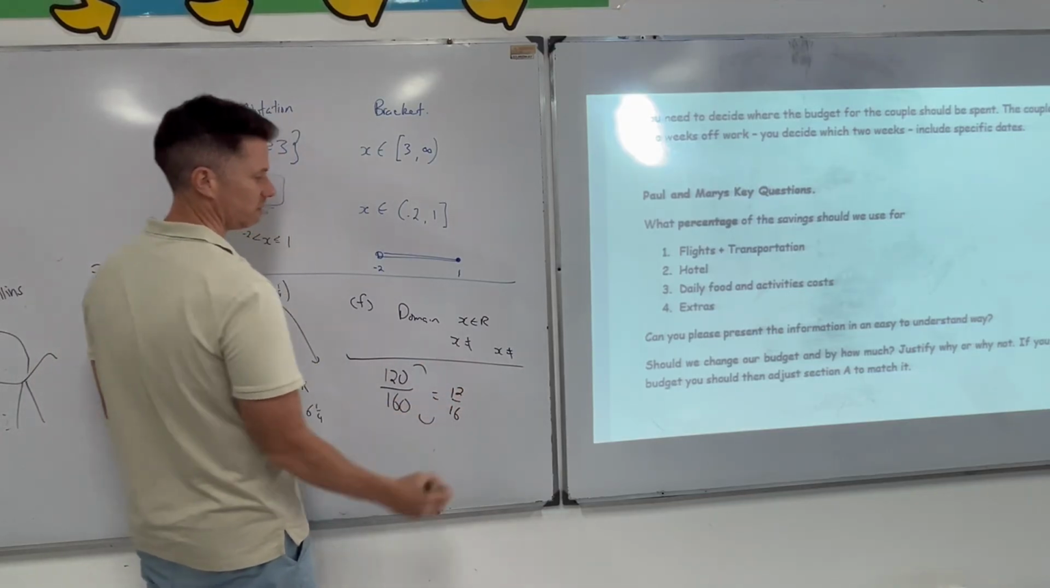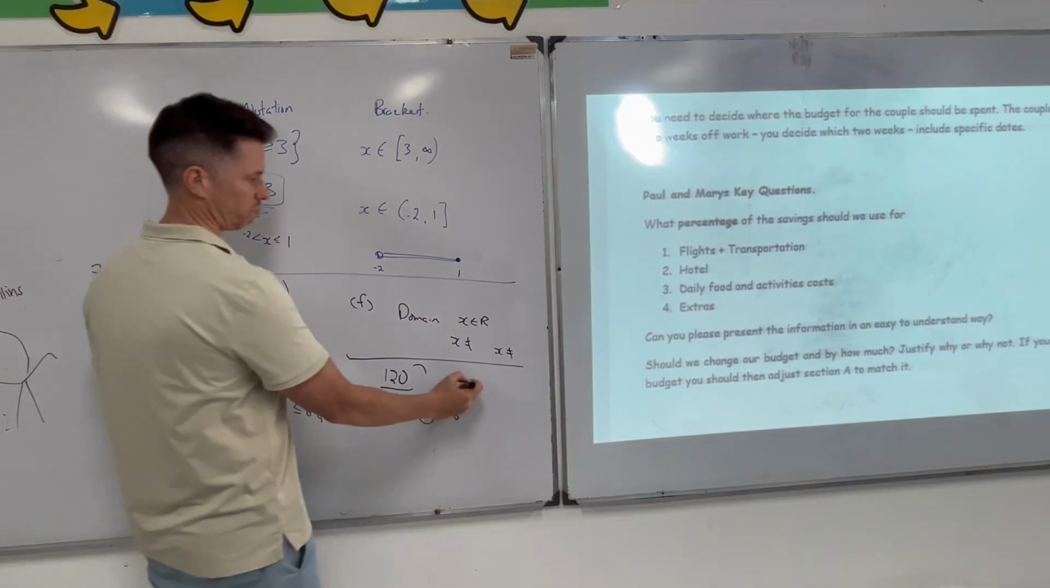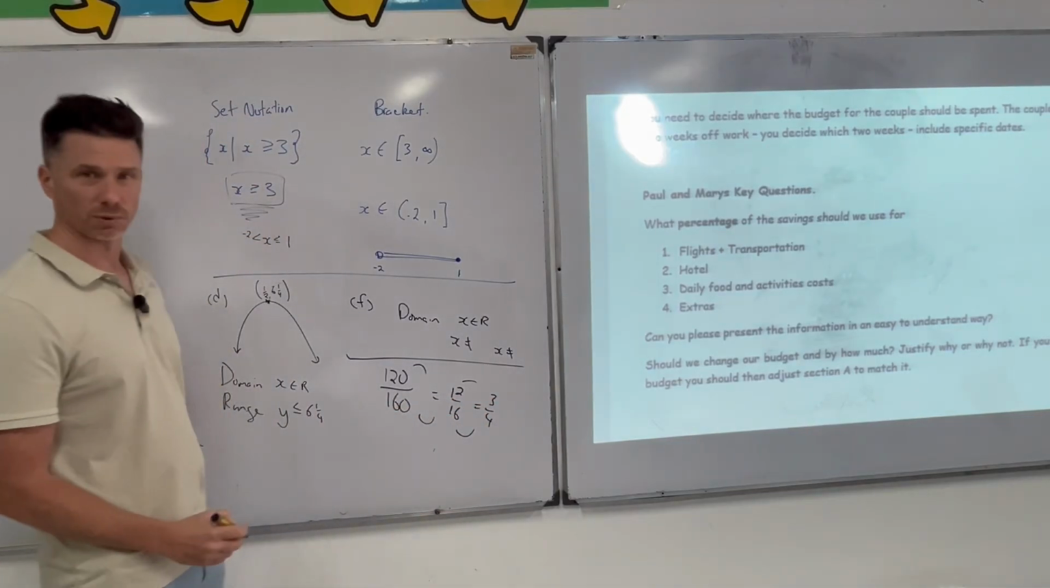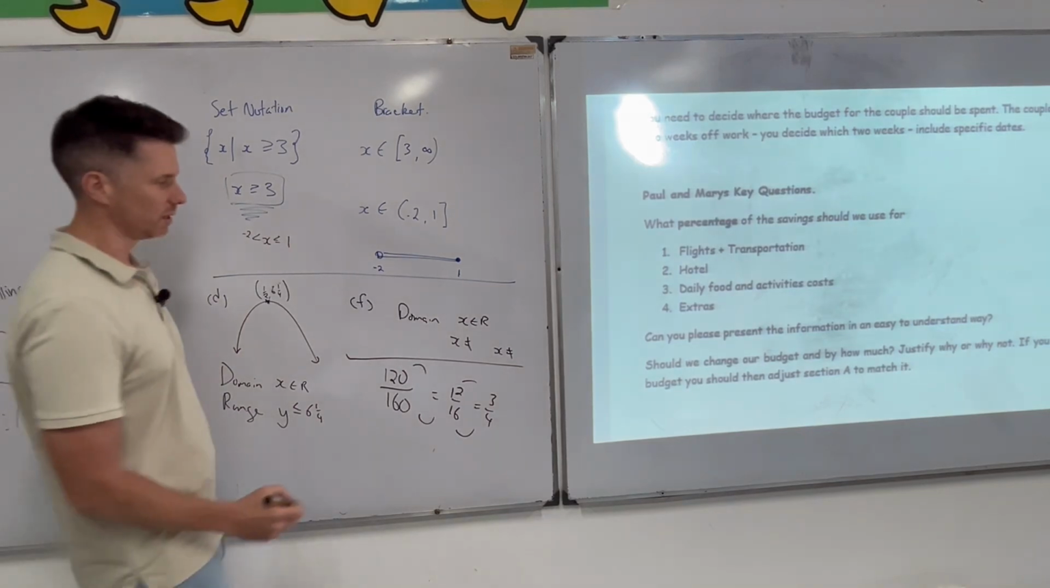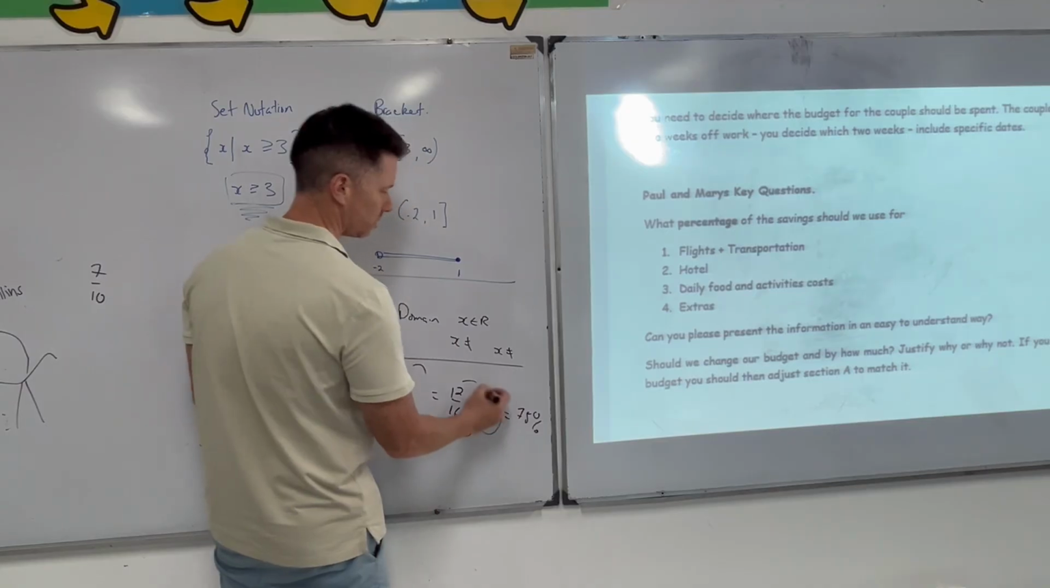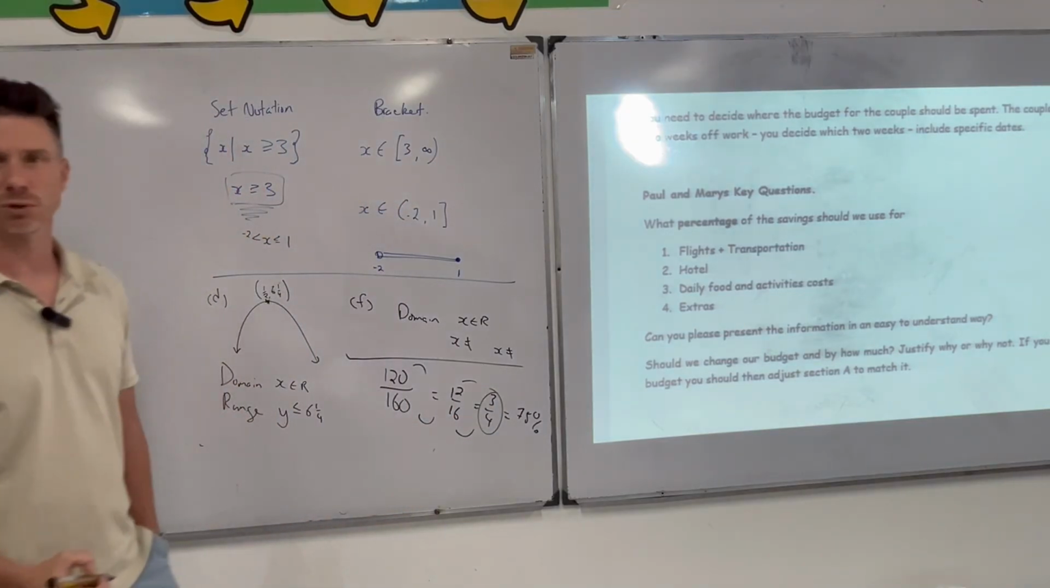12 over 16. Divide by 4. 3 over 4. Oh, that's something we know how to get the percentage of. That's 75%. Let's say we got to this stage and it wasn't something we knew how to get the percentage of. How can we use our calculator?